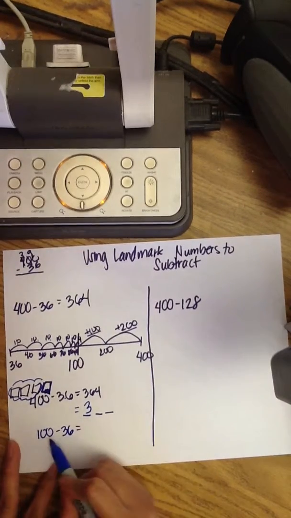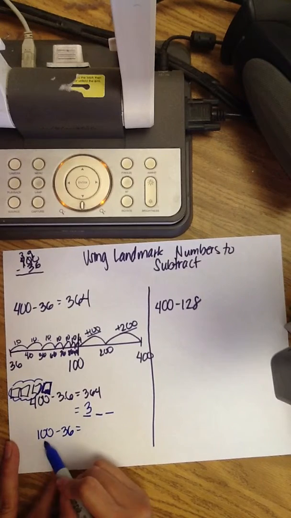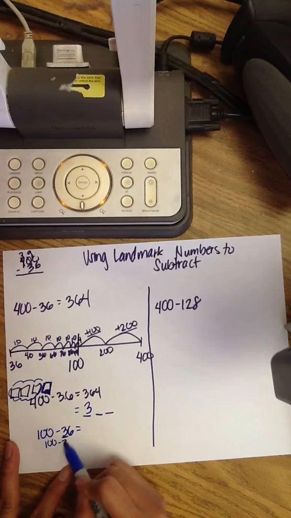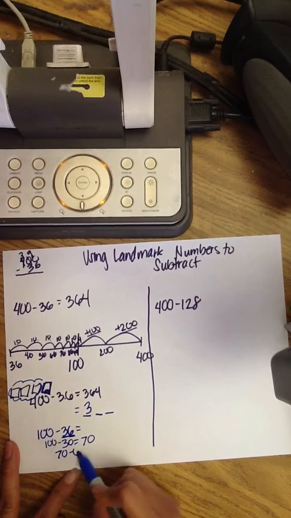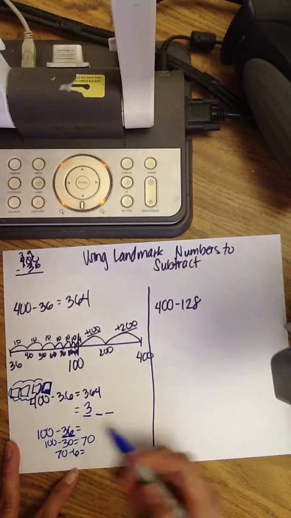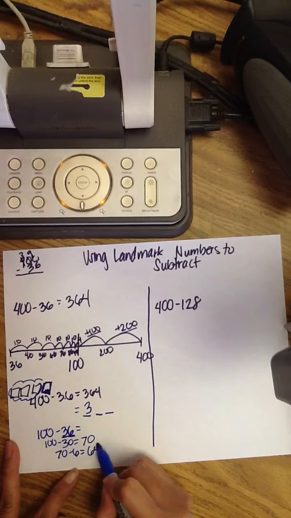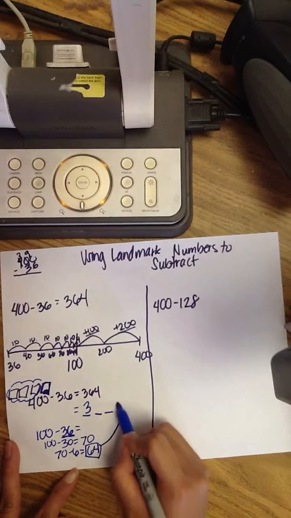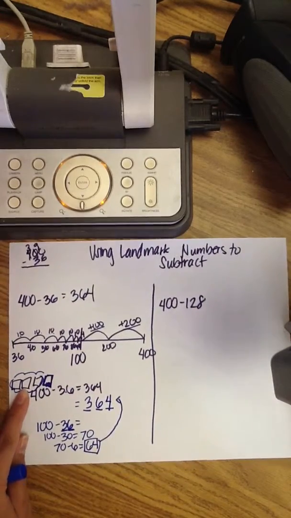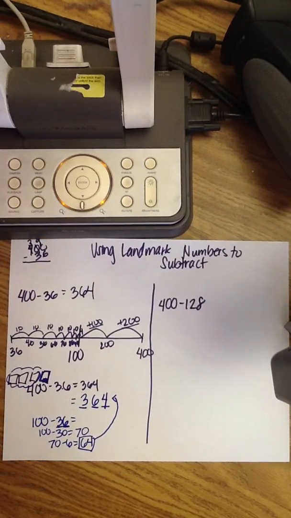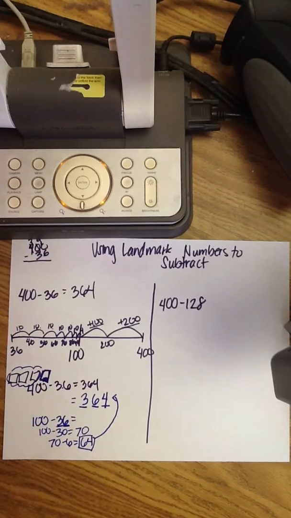Okay, we can use subtracting by place. 100 minus this 30 equals 70, and then minus the 6 equals 64. So this 64 gets tacked onto that 300 that's been untouched. So that's another way of finding it. 100 is that landmark number again.